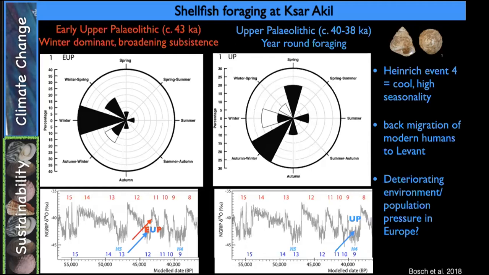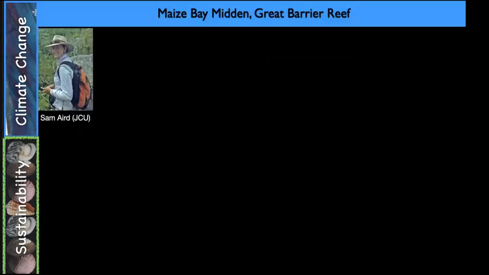And so foraging of shellfish in every season has in many studies been linked to resource and population pressure. And this may be what we're seeing here, part of a suite of evidence suggesting population and resource pressure close to the timing of Neanderthal extinction. This could be interpreted as evidence of modern humans adapting to environmental and demographic pressures.